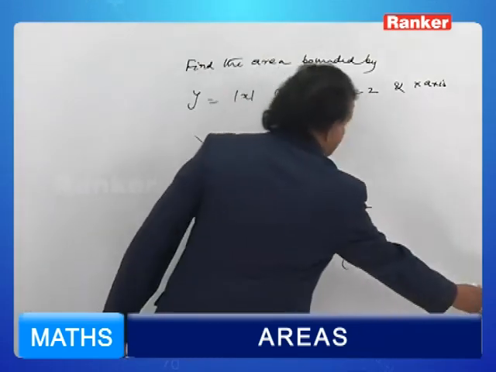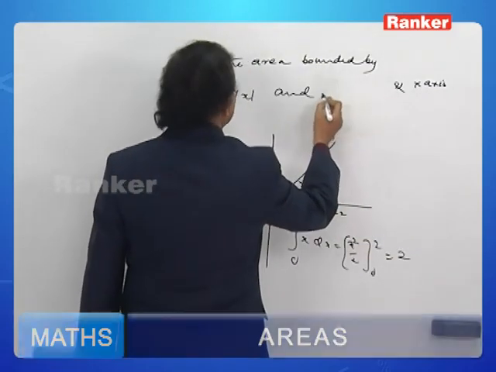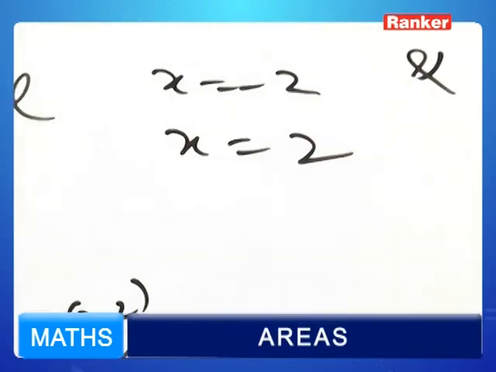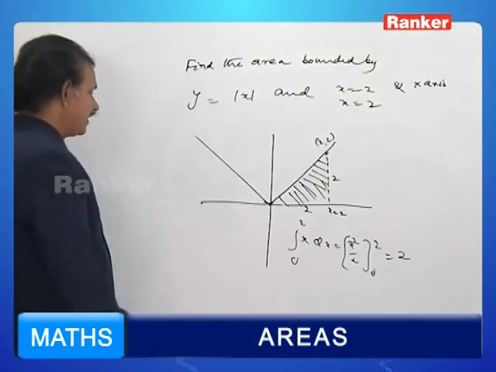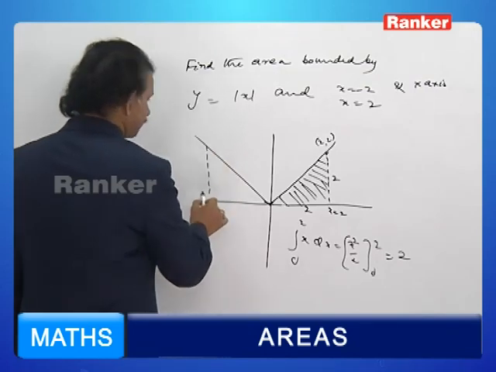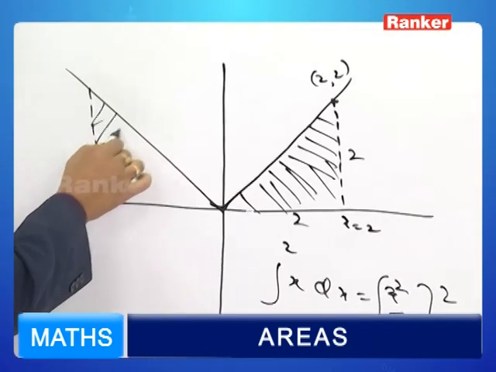Now let me change the question. Suppose x is equal to minus 2 and x is equal to 2. He asks you. Then what happens? Minus 2 lies here. So that area plus this area.